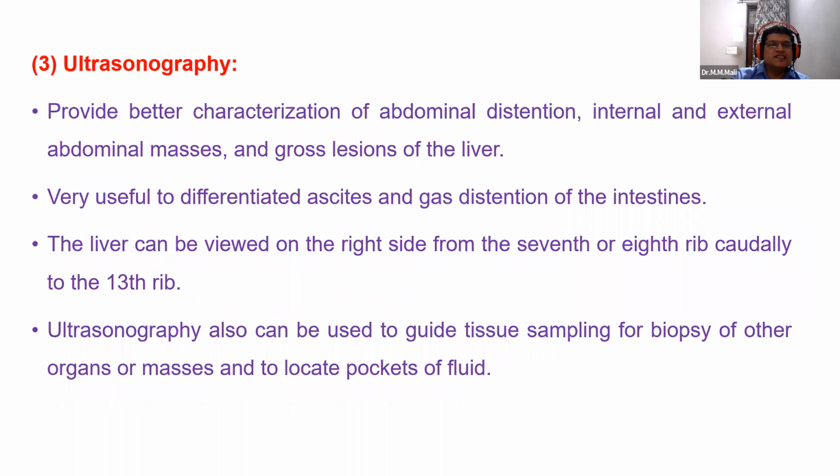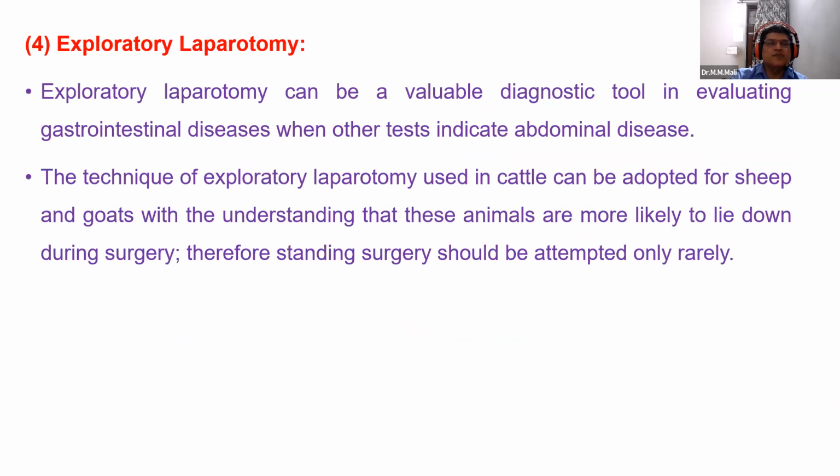The next diagnostic measure is ultrasonography. It also provides better visualization and characterization of abdominal distension, internal and external abdominal masses, and gross lesions of the liver. It is also very useful to differentiate ascites and gaseous distension of the intestine. The liver can be viewed on the right side from the 7th or 8th rib caudally to the 13th rib. Ultrasonography can also be used to guide tissue sampling for liver biopsy and other organs or masses, and to locate pockets of fluid.